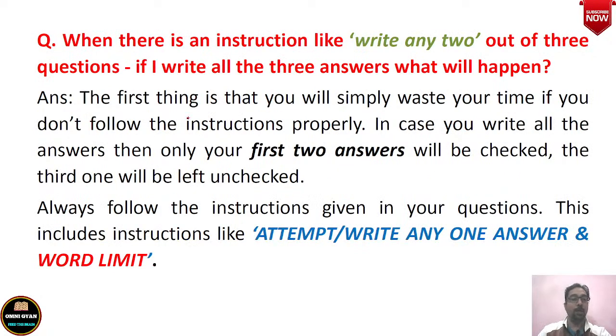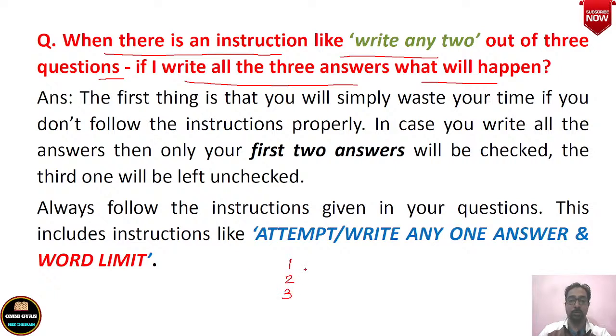Now, when there is an instruction like write any 2 out of 3 questions, if I write all the 3 answers, what will happen? Sometimes it is written, answer any 2, or answer any one of the following questions. And there are 3 questions. Say question number 1, question number 2, question number 3. You have to write any 2. Now what if you write all the 3? What will happen? Nothing will happen.